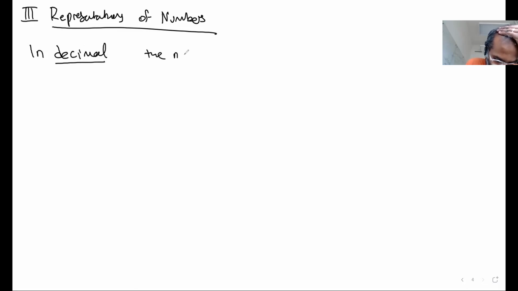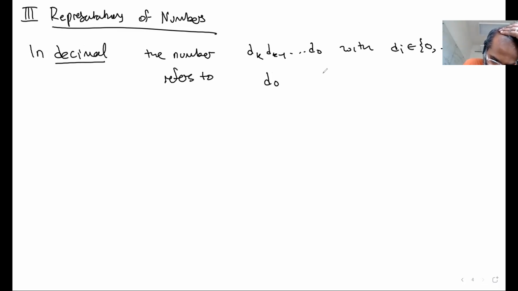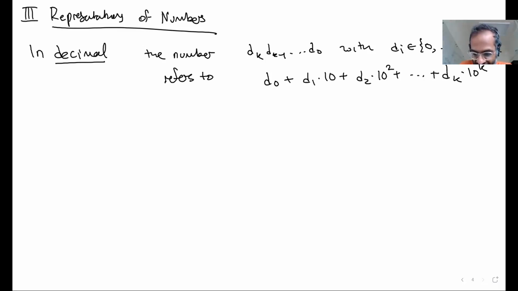the number, let's say d_{k-1} all the way up to d_0, with all of these digits being in 0 through 9, refers to d_0 plus d_1 times 10 plus d_2 times 100 all the way up to d_k times 10 to the k. I guess we all know this, right? So that's the correspondence between the digits of a number and the number itself. The different places correspond to different powers of 10.